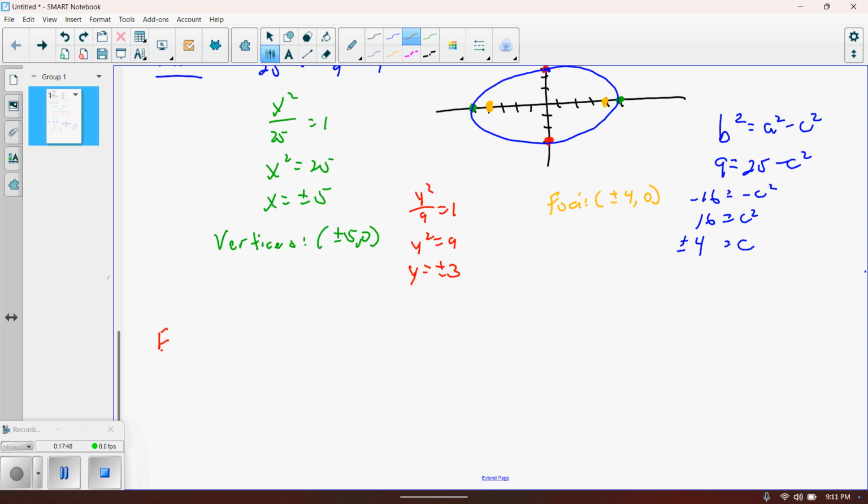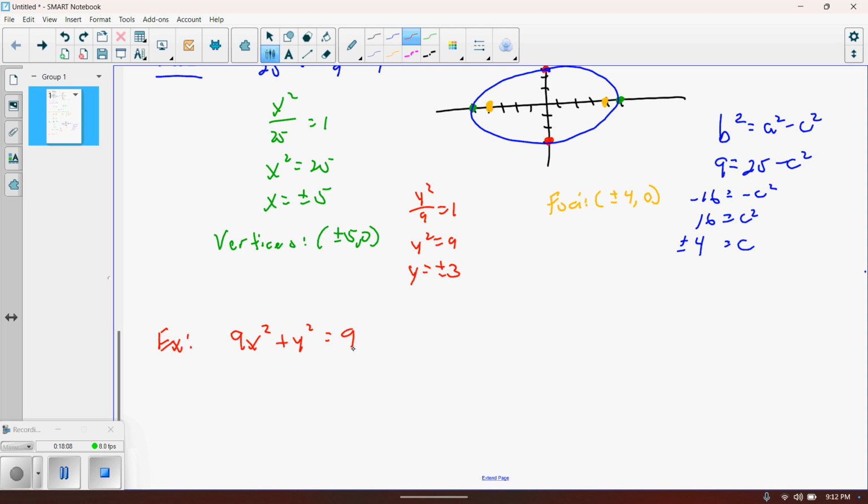So let's go with another example. And in this case, we're going to take a look at one, like I said, that's not already in that standard form. So we're going to get it there. It's 9x squared plus y squared equals 9.